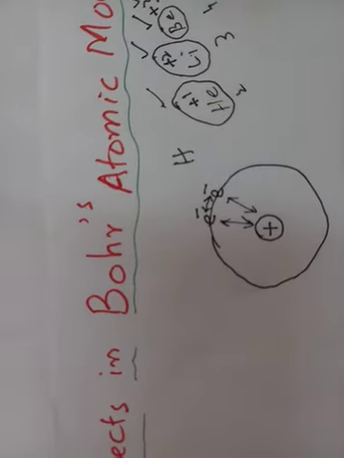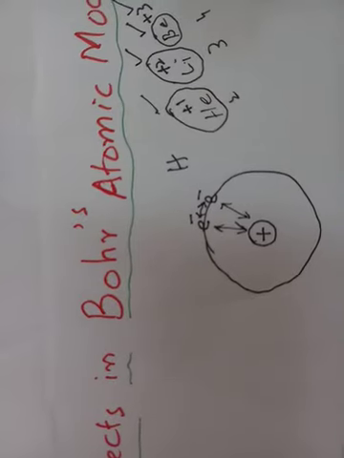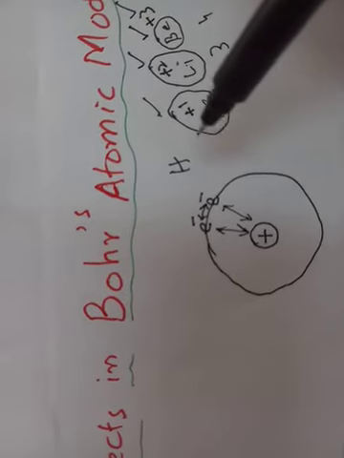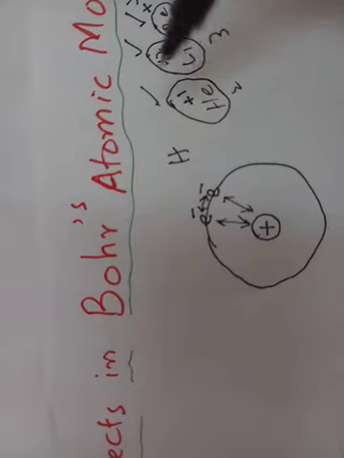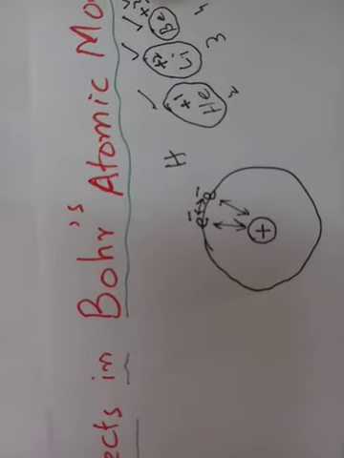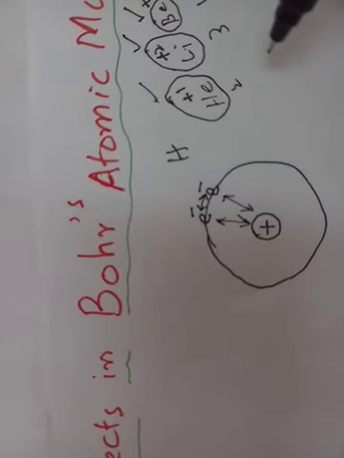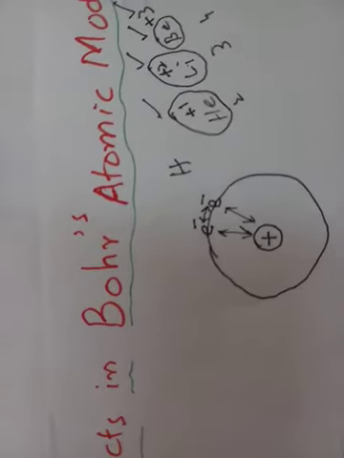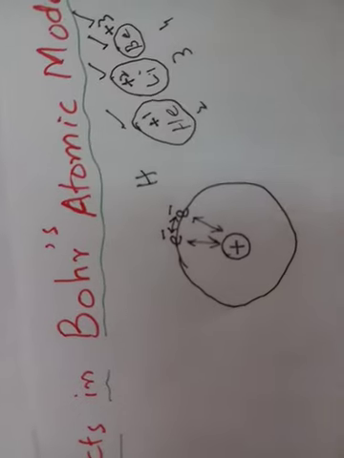So it must be noted that the Bohr atomic model is only applicable to hydrogen and hydrogen-like ions. In other words, you can say that the Bohr atomic model is only applicable to a uni-electron system, meaning those atoms or ions which have just one electron, not the multi-electron system. Multi-electron system means those atoms or ions which have more than one electron. The Bohr atomic model can never be applied to those.